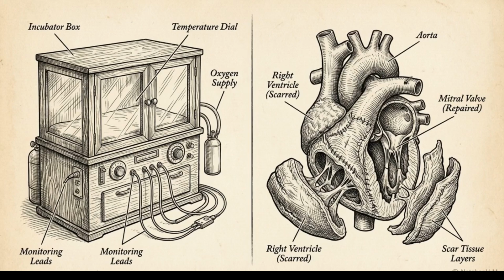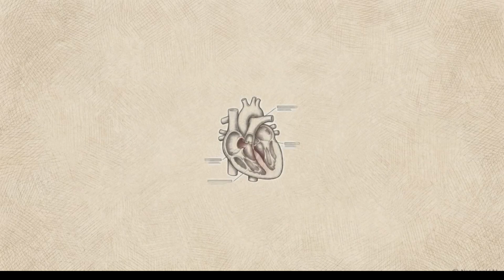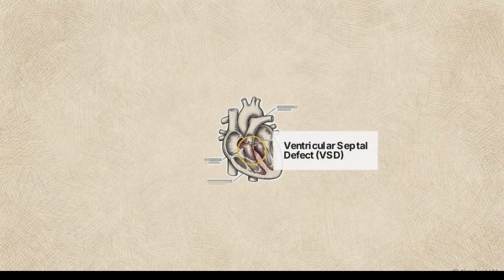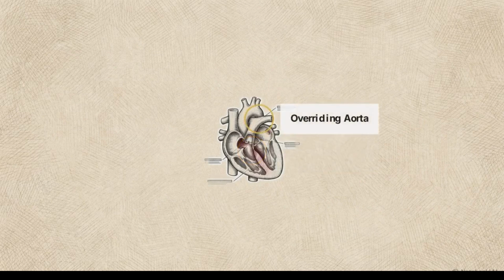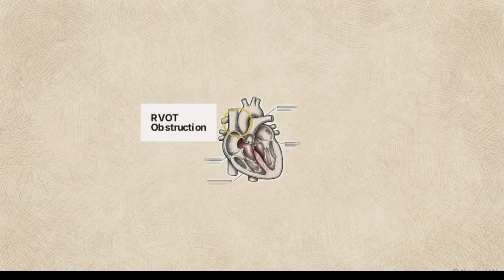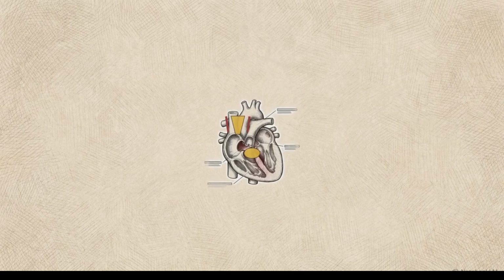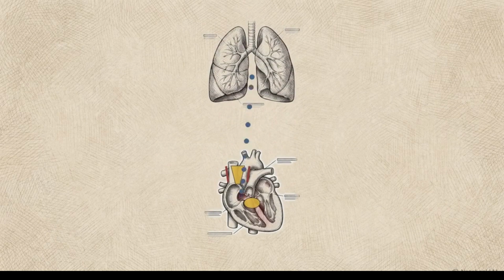Pediatric anatomical correction does not equate to normal cardiovascular physiology in adulthood. Surgically repaired lesions leave permanent physiological handicaps. This illustration shows unrepaired tetralogy of Fallot in its baseline anatomical state. It is characterized by a ventricular septal defect, an overriding aorta, and obstruction of the right ventricular outflow tract. The standard surgical repair involves closing the ventricular septal defect and relieving the obstruction by placing a transannular patch across the outflow tract.